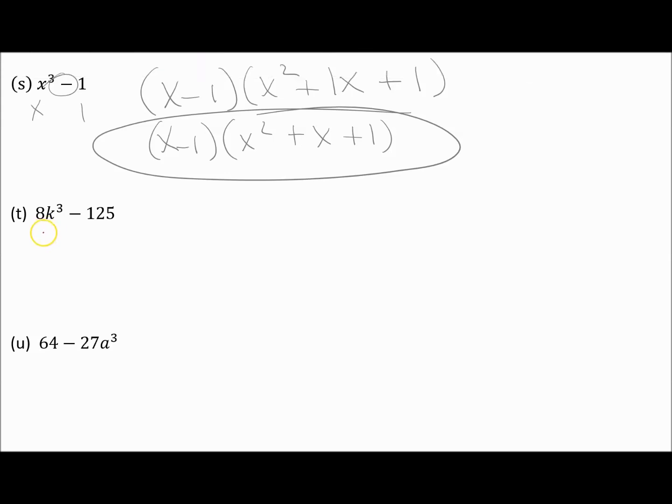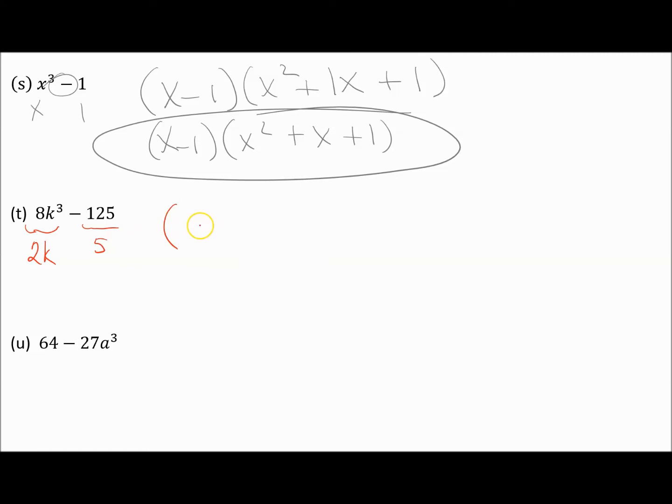The cubed root of 8k to the third. Is there a greatest common factor here? Let's try that out. So 125 divided by 8. Nope. Okay, I was just going to check to be sure, so there's not a greatest common factor. But what I do know is that 8 is a perfect cube, and so is k to the third. Those go together because it's all multiplication. 2k is what that term is. The cubed root of 125 is 5, because 5 times 5 is 25 times 5 again is 125.